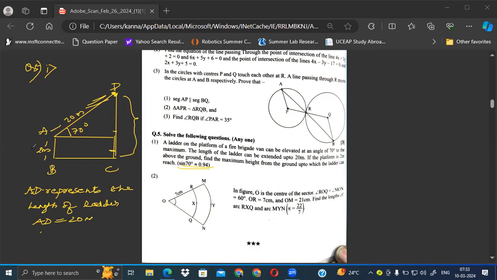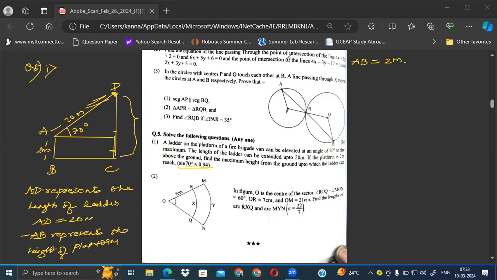AB represents the height of the platform. Now please have a look. What is AB equal, children? AB equals 2 meter.